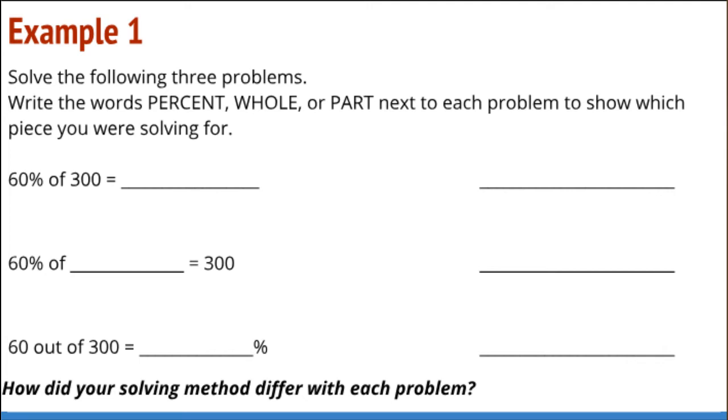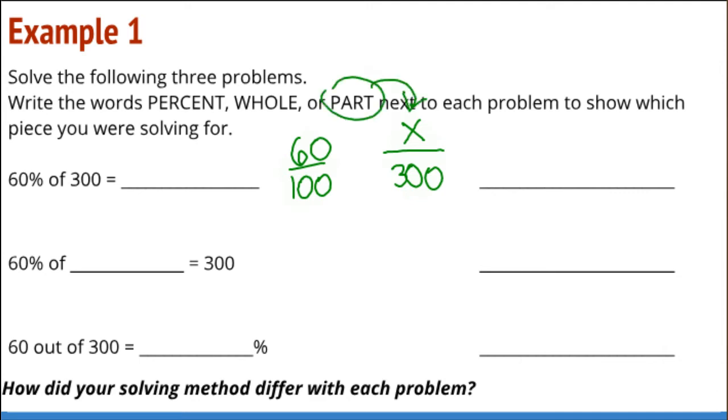Now they ask this question here of how did your solving method differ with each problem? Well, there's kind of this pattern that emerges. On this first problem, we had 60 over 100, and we knew that the total was 300, and we were missing this number right here. We were missing what part of the 300? We were missing the part. And we did some scaling. On the second problem, we had 60% of some number is equal to 300.